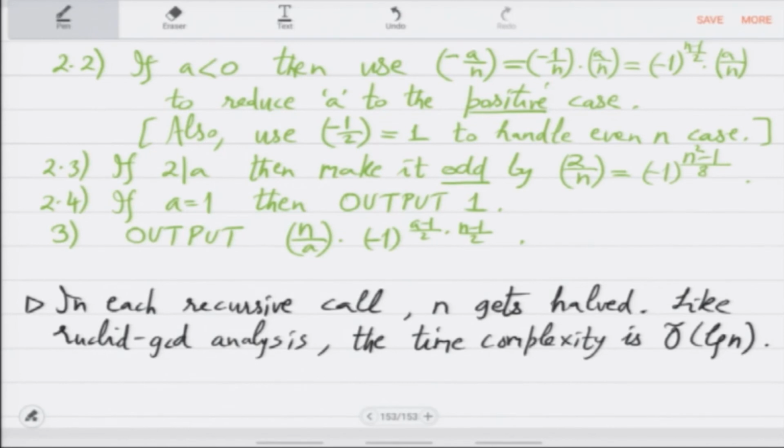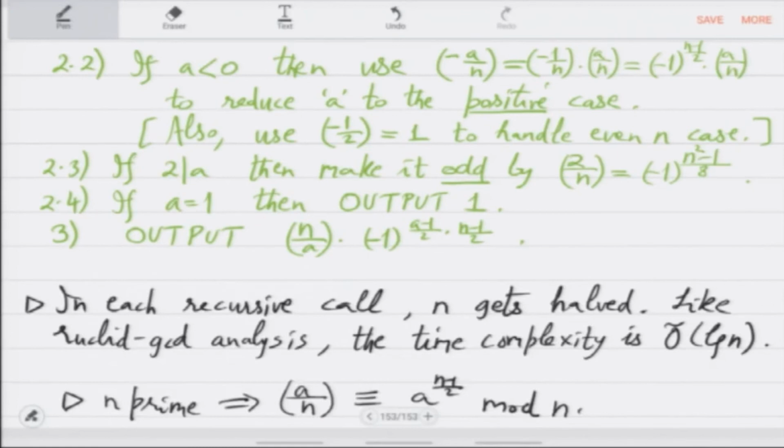The other thing to note is that if n is prime, then a by n is a to the n minus 1 by 2 mod n. So the Jacobi symbol is the same as the Legendre symbol, which is the same as a to the n minus 1 by 2 mod n in case n is prime. Now this may not be true for composite n. So does it fail for composite n? If it fails, then this is a criterion for primality, and you can use this to test n for primality. Next time we will investigate this.